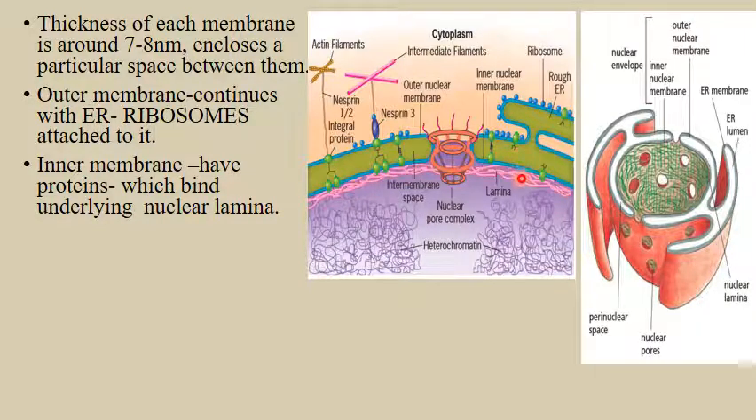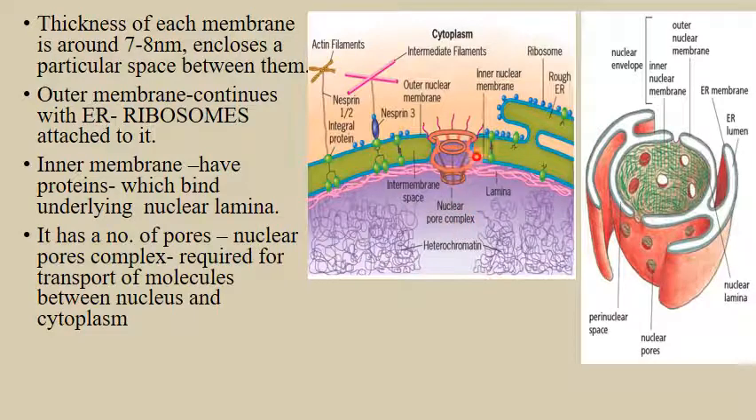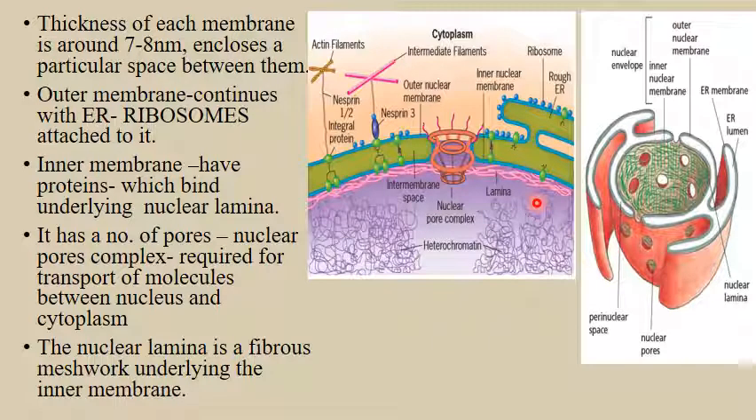This is the lamina, and it has a number of pores also. This is the nuclear pore complex, and that number of pores is known as the nuclear pore complex. Here you can see the pores, and through these pores molecules are transported between the nucleus and the cytoplasm. And the nuclear lamina is a fibrous meshwork underlying the inner membrane.